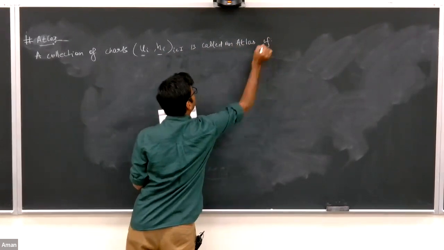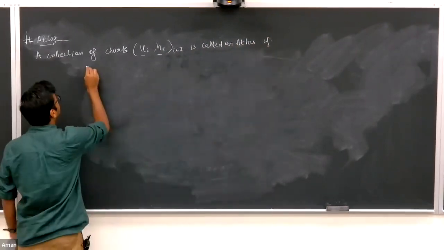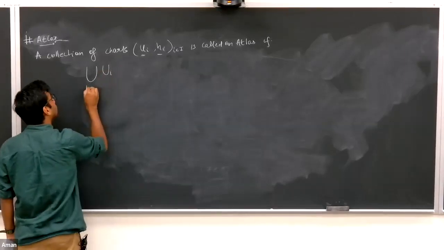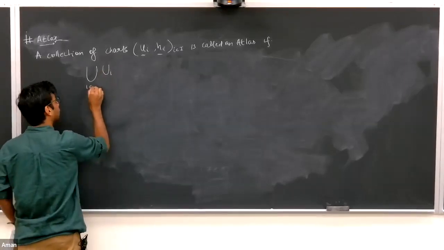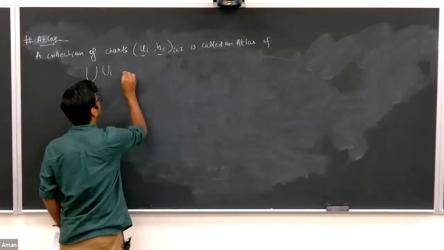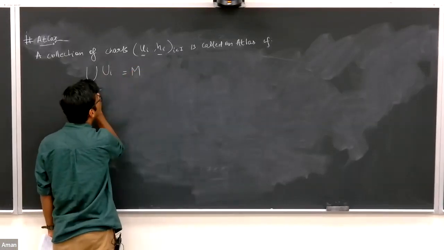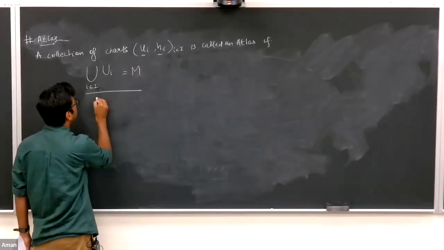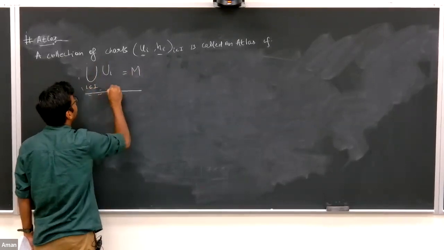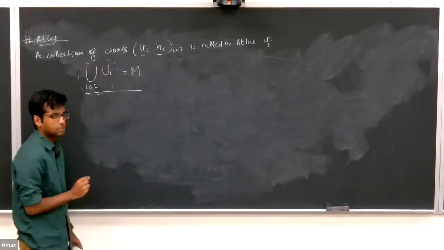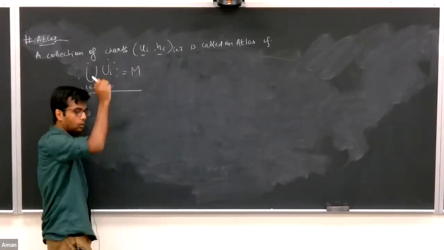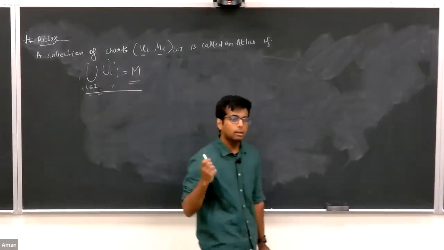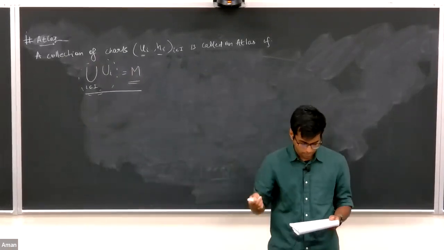If the union of all of these charts over the values of i is equal to the entire manifold, right? And again, remember, this does not have to be countable. You can have countably infinite such neighborhoods, as long as the union of all of those neighborhoods gives you the entire manifold. That collection of maps is called an atlas, right?